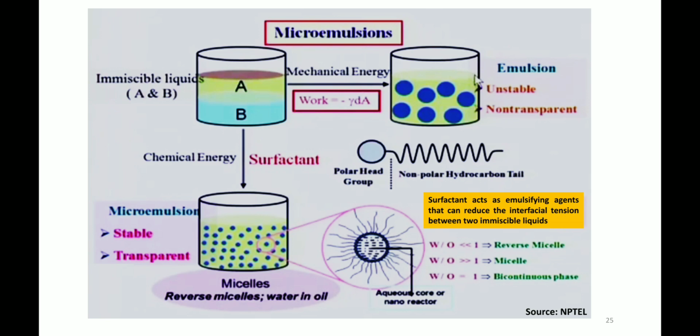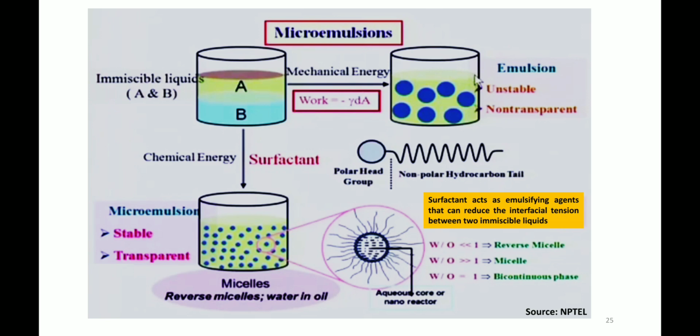So if you give some mechanical energy in the form of vibrations, or if you use a shaker, then what happens? There is a formation of emulsion. That is shown on the right hand side. You can see a beaker where the blue colored balls are present inside the liquid. So this is called an emulsion.